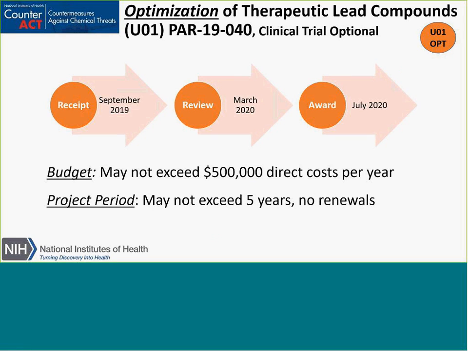The U01 program, the receipt dates are the same for the other one. The difference for this program is that the budget and project period is larger. The budget may not exceed $500,000 in direct costs per year, and the project period, instead of being 3, is a full 5 years.